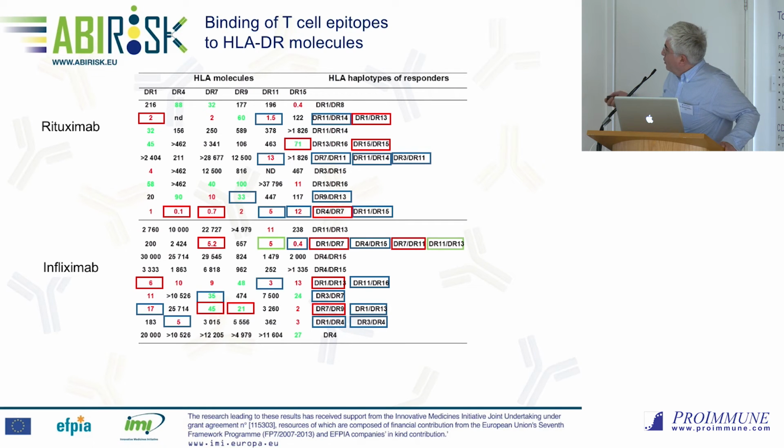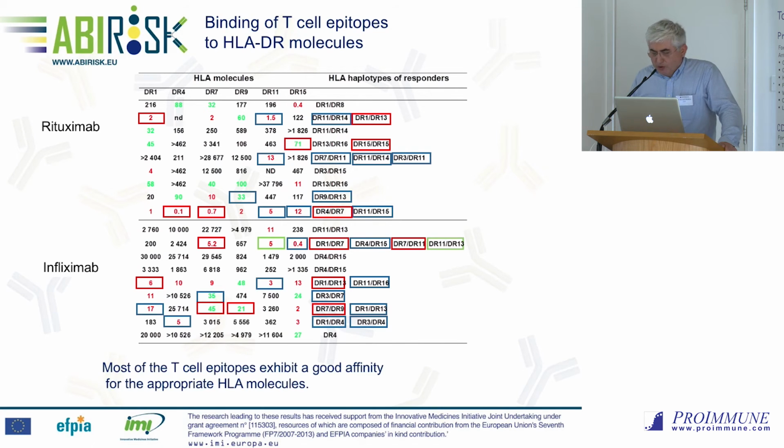I will especially point out one particular peptide in rituximab, this one. It binds only to DR11, and the 3 donors that respond to it were also DR11. In other words, what we believe is that most of the T-cell epitopes exhibit a good binding affinity to the appropriate HLA molecule. So again, generally affinity plays a real role, but is not enough to predict a T-cell epitope.